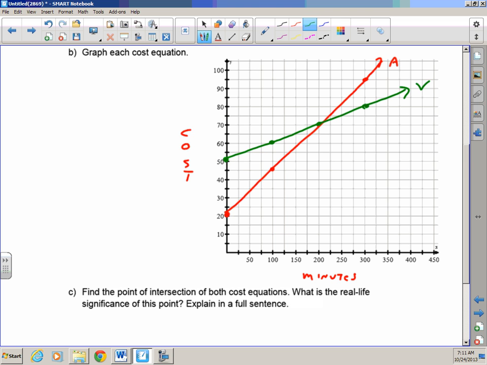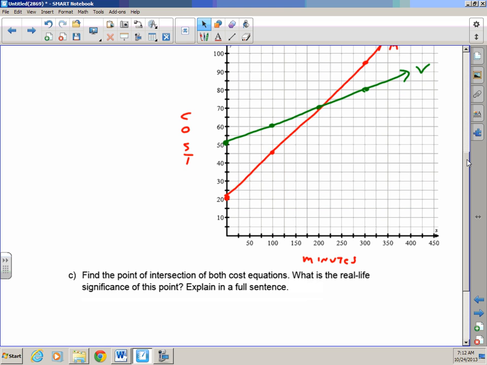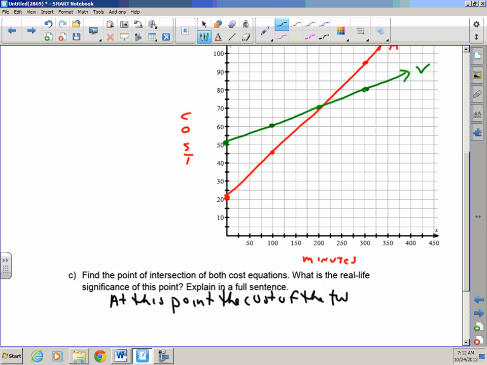Okay. So what does this tell us in actuality? And I don't want to lose the entire graph. What this tells us is that where they intersect, so find the point of intersection. What is the significance of this point? At this point, the cost of the 2 plans are the same. And what is that point of intersection? 200 minutes at $70.